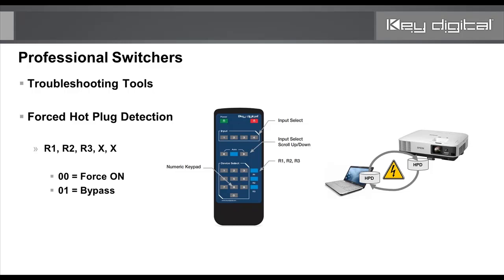So we give you the ability to force hot plug detection voltage using the IR remote control or RS-232, TCP/IP, or the diagnostics area. You can do this as well. It's very simple though, and now you could force voltage to the sources, ensuring that they're going to output the signal.